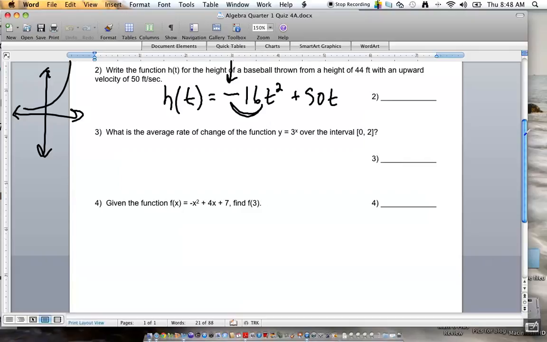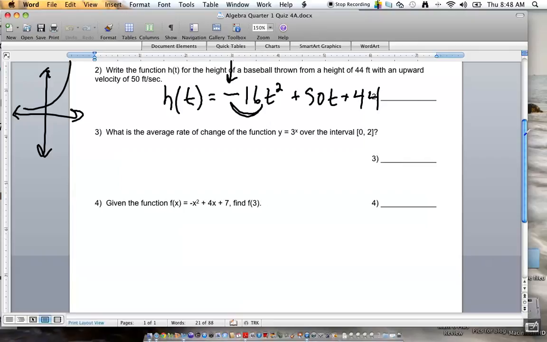Then there's 50 t, and then it goes from a height of 44 feet, and that's clearly above the ground, so that would be positive too. Yes? Will we ever actually solve this? Oh, yes, that's a whole later chapter in the year. But for now, we're happy enough that you can just recognize that it is what it is, and we're cool with that. All right, now, average rate of change.